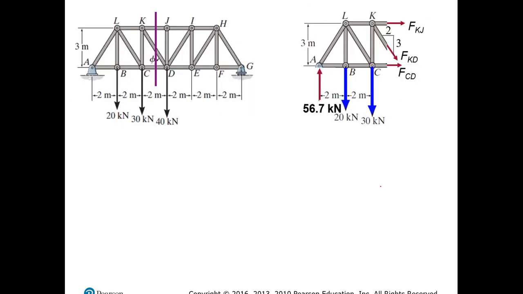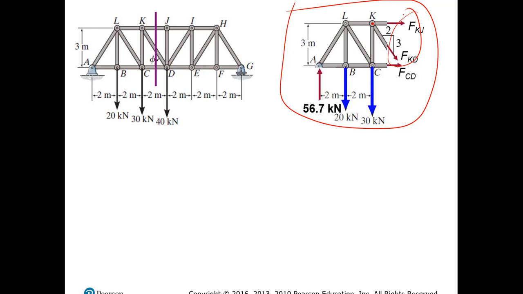Like I said, you will break it up right there, and then you will get something like this. If you have something like that, where should I take moments? If I look at the problem right here, I will always take moments around the pin that will get me rid of the most unknowns. So for example, if I go with K, then these two forces will not make any moment, and therefore I only need to focus on this one.